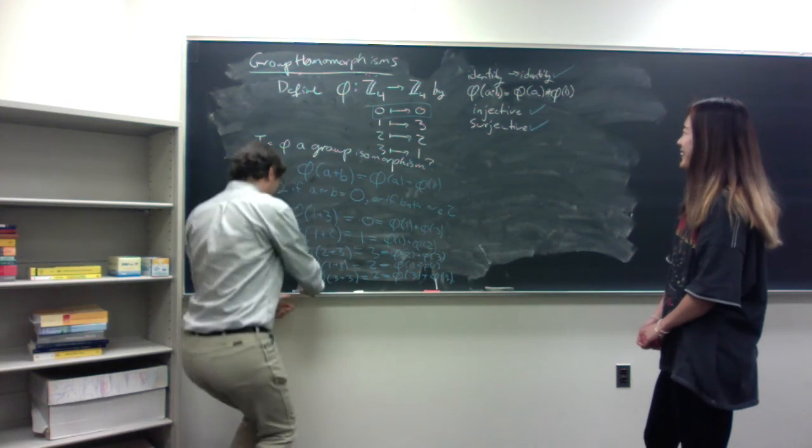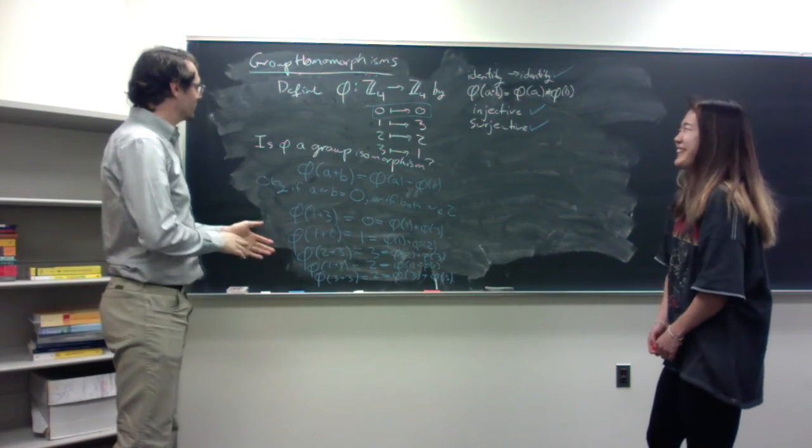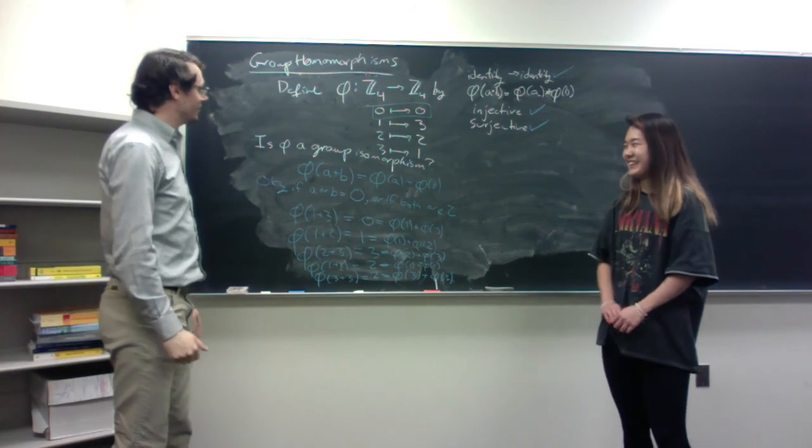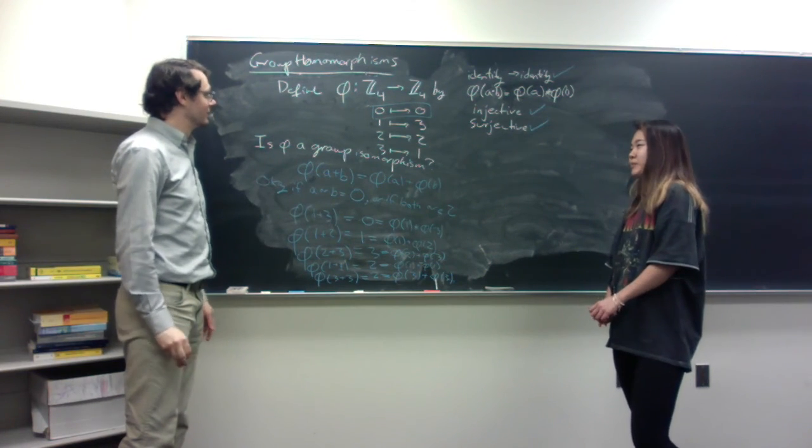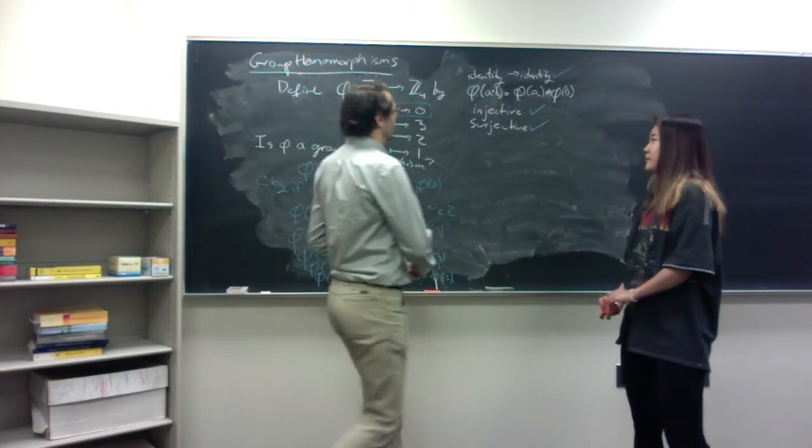Oh, great. All right. Wow, so that was not the most elegant thing to work out, but it's a small enough group that we could just compute everything in sight and know that we have a group isomorphism.